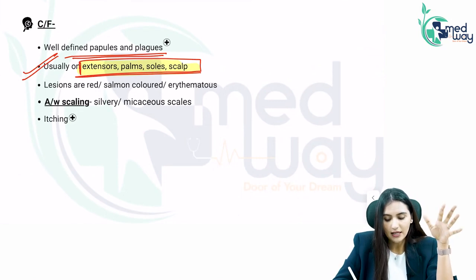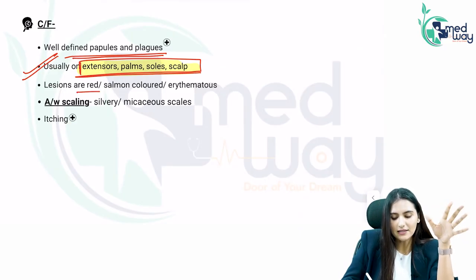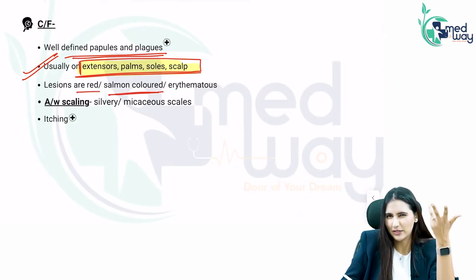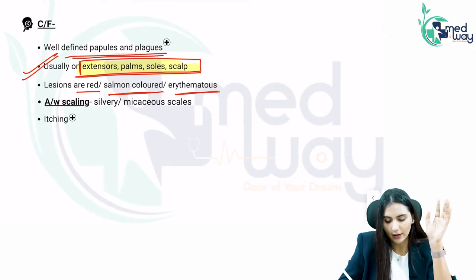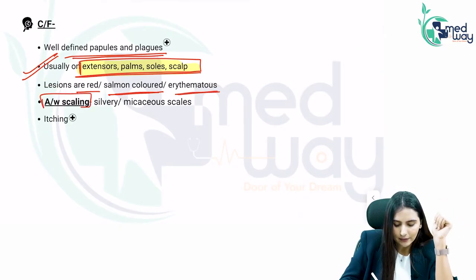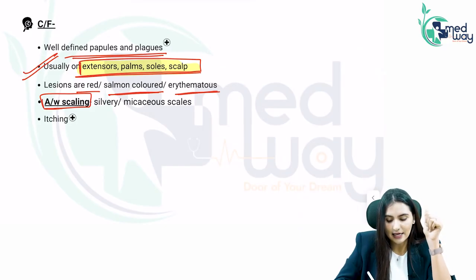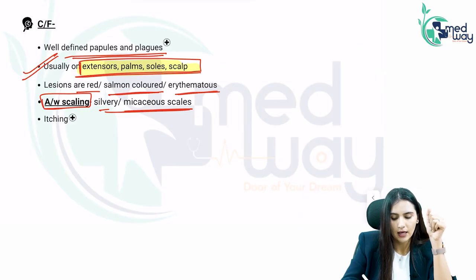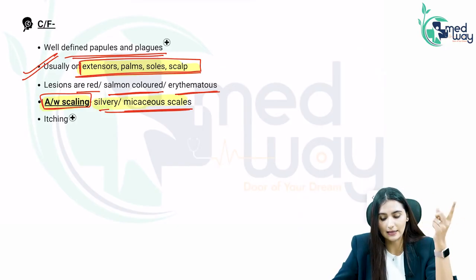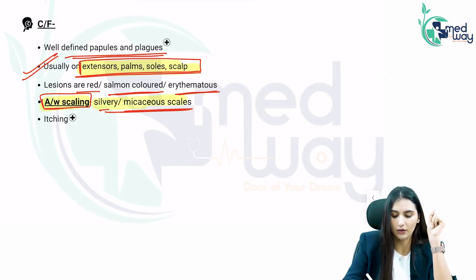Okay. Then the lesions are red, we saw. They can be salmon colored. Just a fancy way to say red. Okay. And erythematous. Basically red. Okay. But they're associated with scaling. And the scaling is silvery or micaceous scales. This is important. If you ask me two things, it is associated with scaling, that is one thing, and it is going to be on the extensors, the palm, soles and scalp, that is another thing. So these are two important things you need to know.